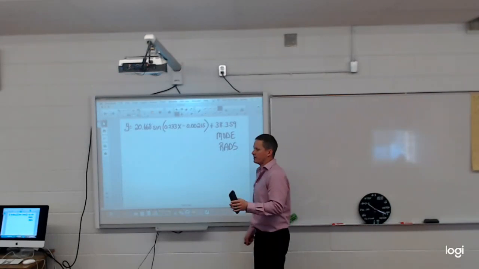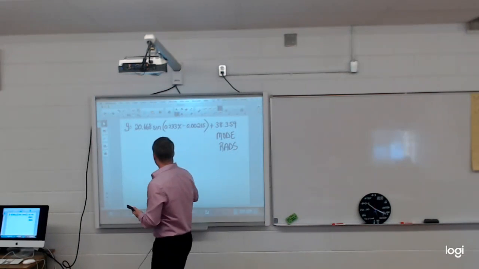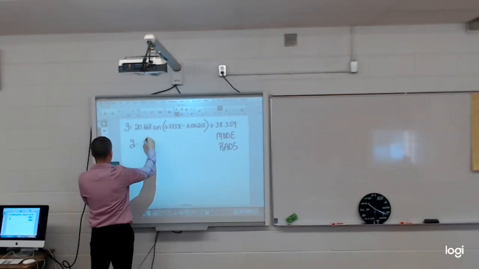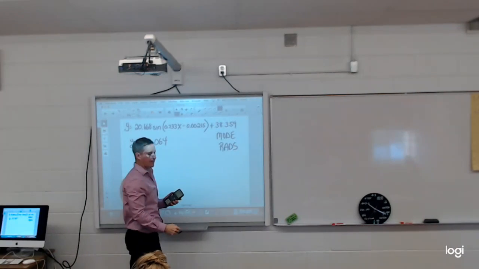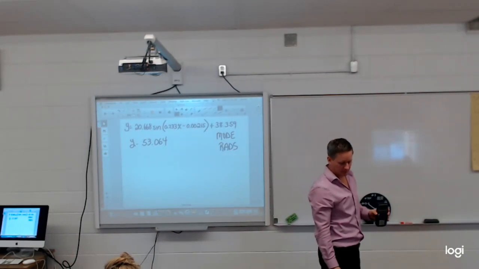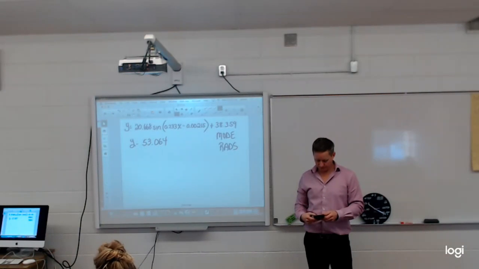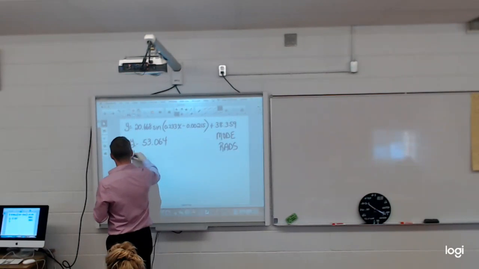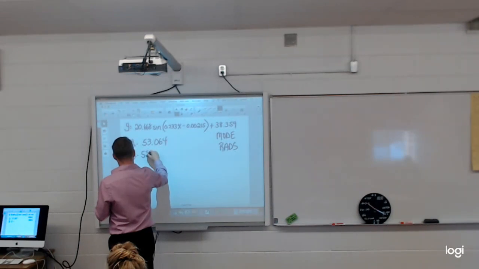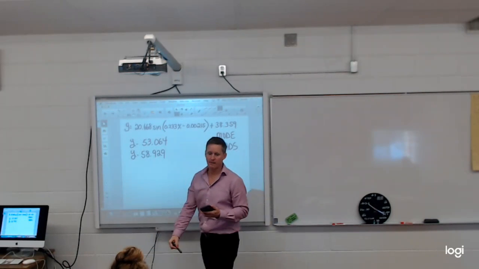Now, let's first find out what day 37 was. So I want to find out what day 37 was. 53.06. Okay? So I have day 37 would have been 53.064. Let's find out what day 61 was. 58.93. Day 61.